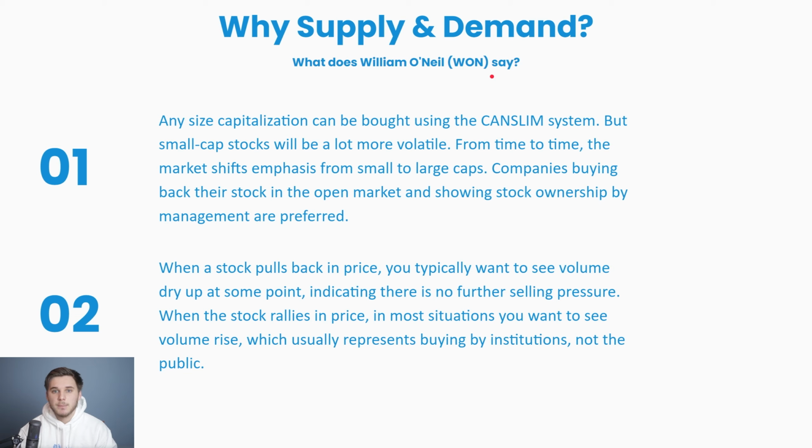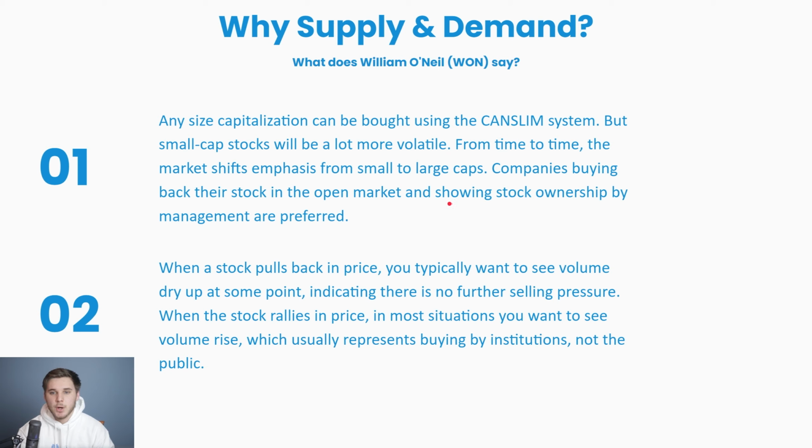And let's start things off by talking about what William O'Neill actually said about the S in CANSLIM. Number one, he said that any size capitalization can be bought using the CANSLIM system, but small cap stocks will be a little bit more volatile. And from time to time, the market shifts emphasis from small back to large caps. Companies buying back their stock in the open market and showing stock ownership by management are preferred. The reason that companies buying back their stock in the open market is bullish is because that limits the supply available to trade, and so the same amount of demand can increase the stock's price. And we'll get to that in more detail in a future slide.